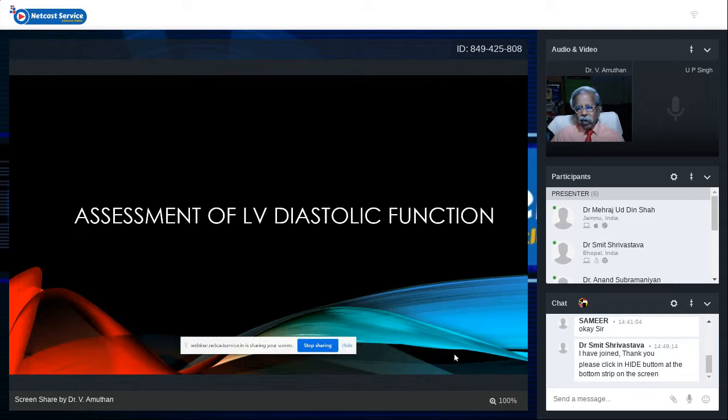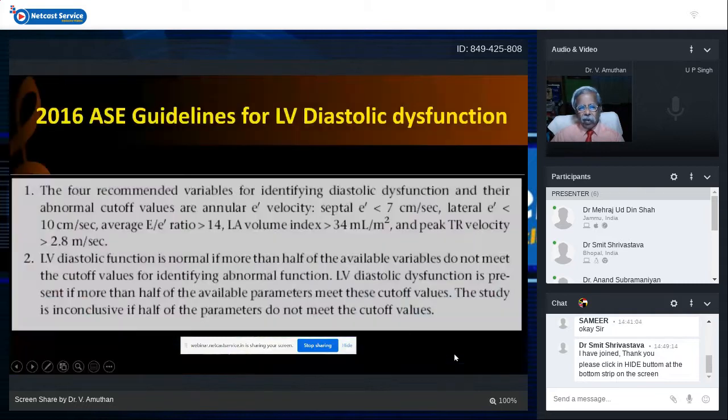For LV diastolic dysfunction, the American Society of Echocardiography has revised their guidelines, and there are now 4 recommended variables which are important. Number 1 is E velocity, E prime. This is the tissue Doppler velocity. The septal E prime should be less than 7, lateral E prime less than 10, and average E by E prime more than 14. This ratio is very important. And the LA volume index is more than 34 ml per meter square, and peak TR velocity more than 2.8.